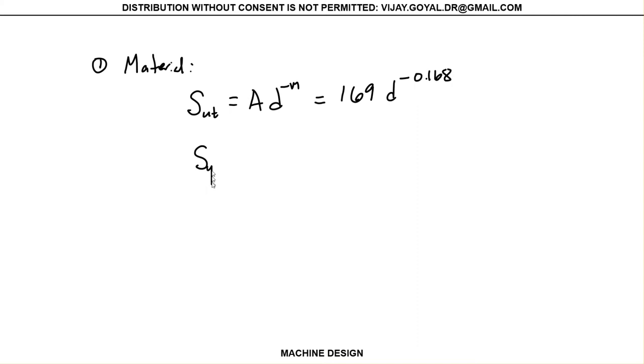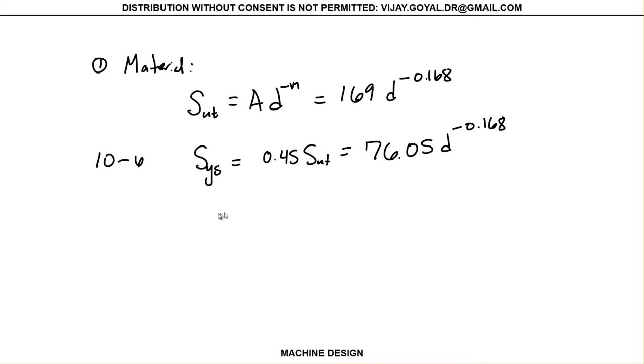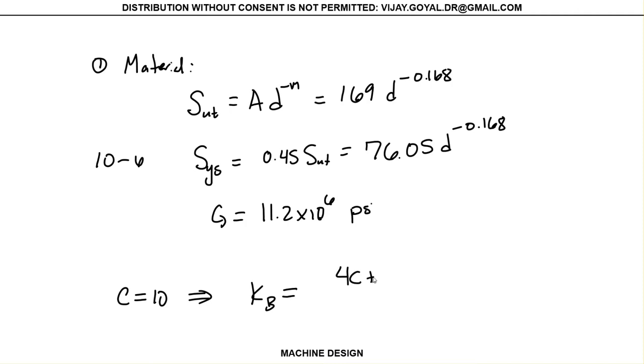And then this comes from, again, table 10.6, 0.45 SUT. This is 76.05 d to the minus 0.168. You have your G. Your G is 11.2 times 10 to the 6 psi. And since your C is equal to 10, you can find your shear factor, and that gives you (4C plus 2) over (4C minus 3), which is equal to 1.14.